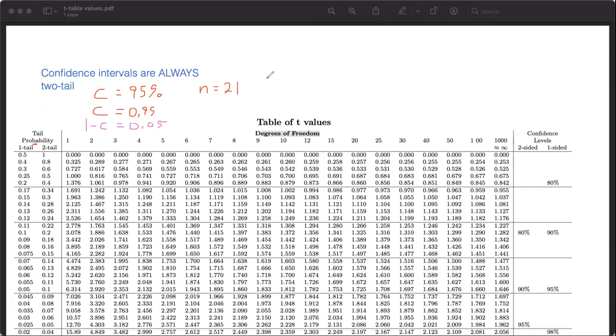I'm sorry. The other thing we need to do is take our sample size and find the degrees of freedom. Remember, the degrees of freedom is the sample size minus 1. So in this case, because n is equal to 21, plug it in, we get a degrees of freedom equal to 20.